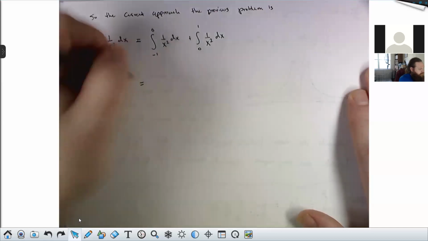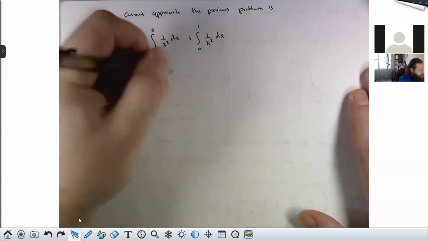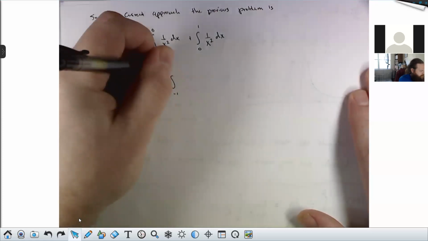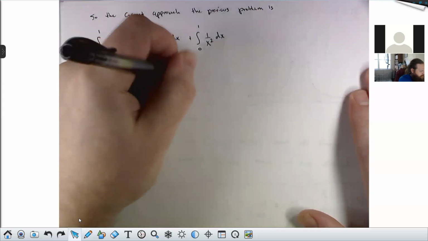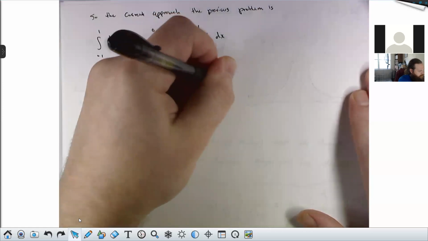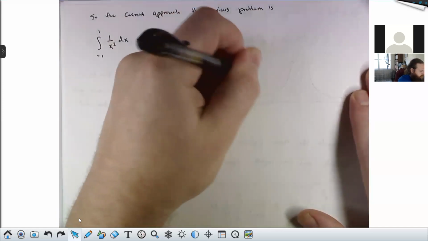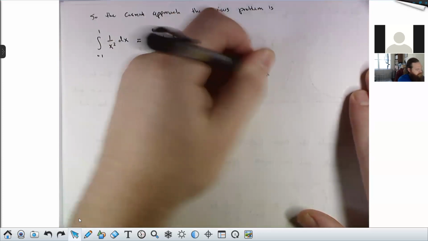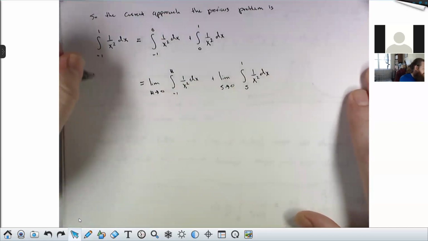So I would say this is lim r to 0, integral -1 to r, 1 over x squared dx, plus lim s to 0, integral s to 1, 1 over x squared dx. And each of these are going to be one-sided limits again.